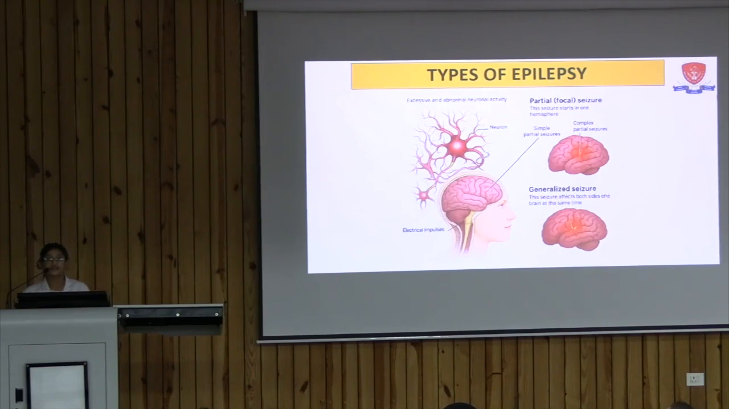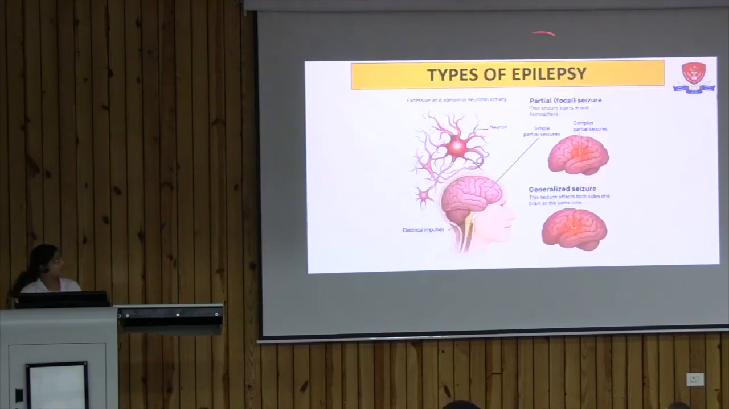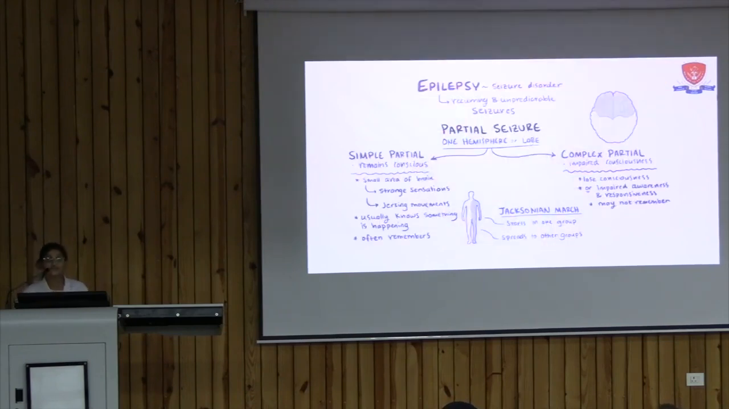Seizures can be classified into number 1, partial or focal seizures which start in only one hemisphere of the brain, and number 2, generalized seizures which affect both sides of the brain simultaneously. Partial seizures can be further categorized as simple partial seizures and complex partial seizures. The basic difference between these two lies in consciousness and awareness, where in simple partial seizures the consciousness is preserved, while in complex partial seizures the consciousness is impaired.